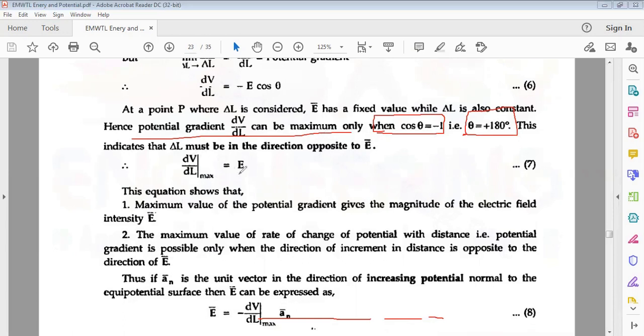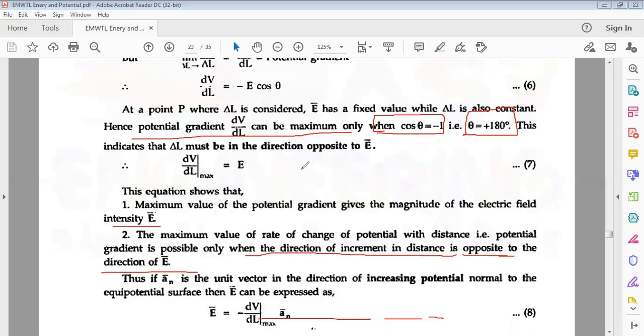So dV by dL at the maximum is equal to E. What is cos theta here? Theta is 180 degrees, cos theta is minus 1. Minus into minus becomes a plus, and we get E. This equation shows that the maximum value of potential gradient gives the magnitude of electric field intensity E bar. The maximum value of rate of change of potential with distance, the potential gradient, is possible only when the direction of increment in distance is opposite to the direction of E bar.